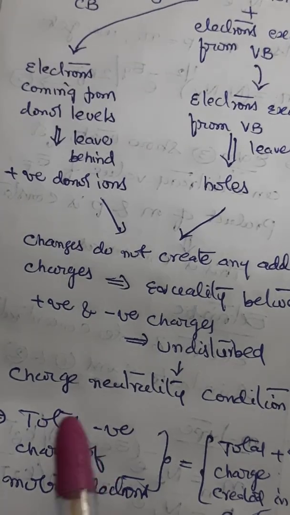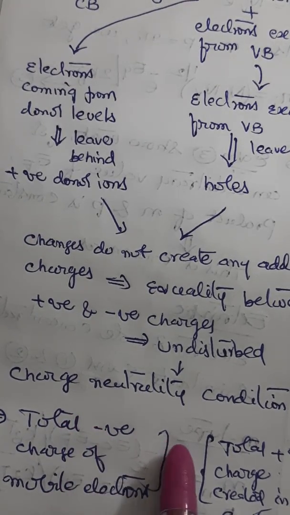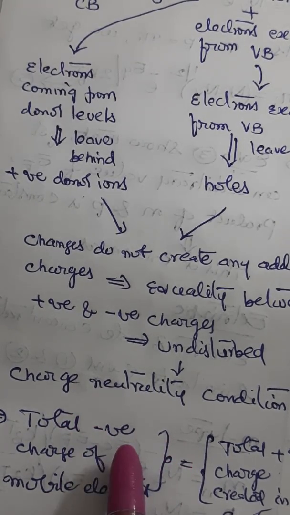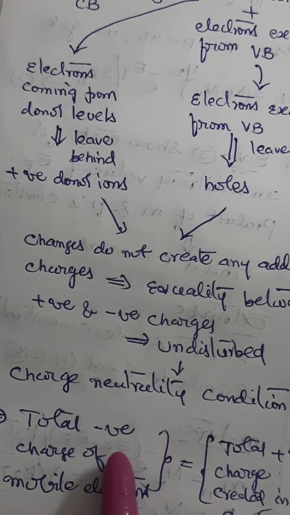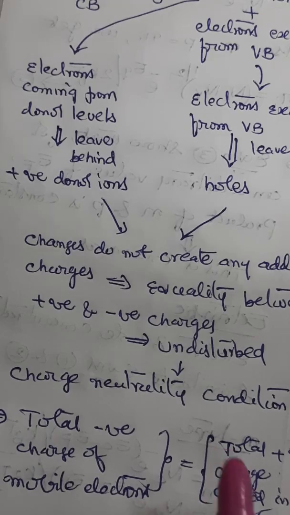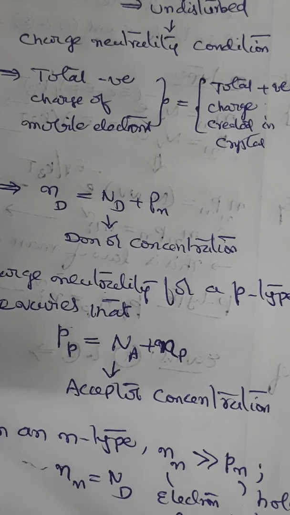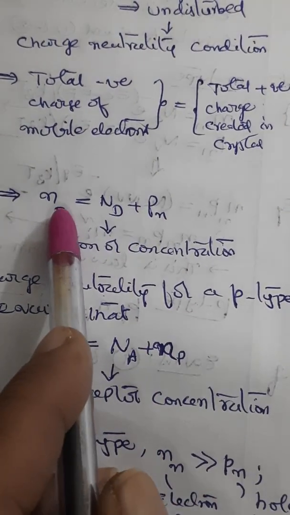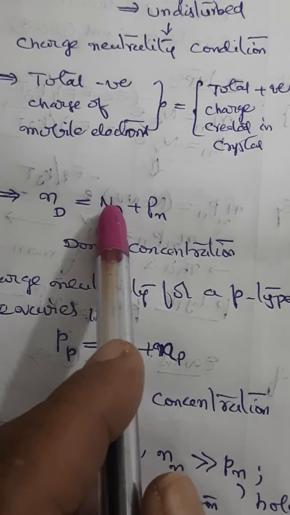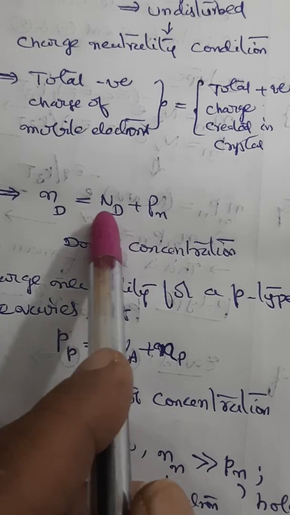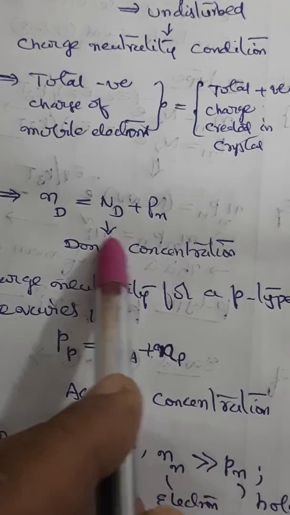When you apply the charge neutrality condition to the n-type semiconductor, it means that the total negative charge of the moving electrons is equal to the total positive charge created in the crystal. You can represent that as a formula like this: n_n = N_d + p_n. Here capital N_d is the donor concentration.